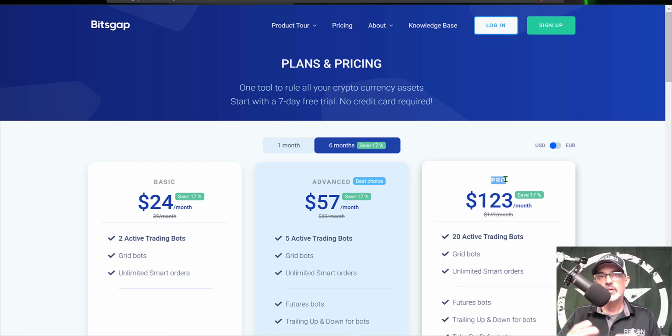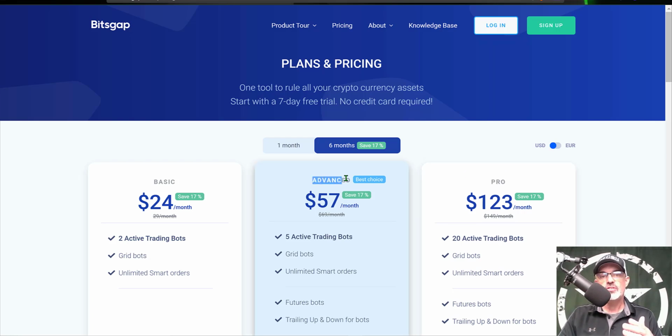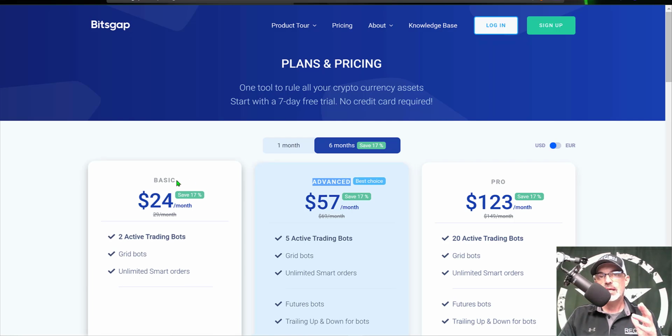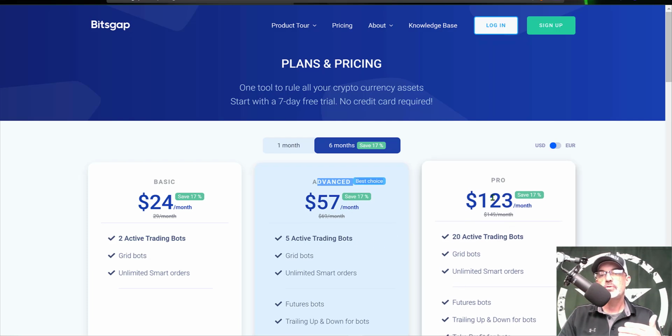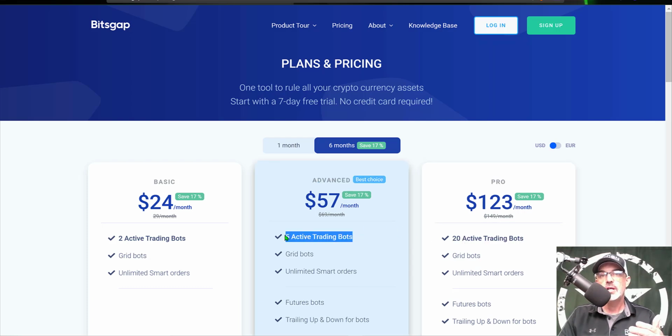Now, once your free trial expires, you will more than likely want to upgrade to the Advanced plan. Really, the Basic plan isn't going to cut it, as it does not have the trailing up and trailing down features, which is an essential weapon for these grid bots. So the Advanced plan is by far the best choice, or if you think you're going to deploy more than 5 active trading bots, then you might want to step up to the Pro plan, which will get you 20 active trading bots versus only 5 active trading bots.